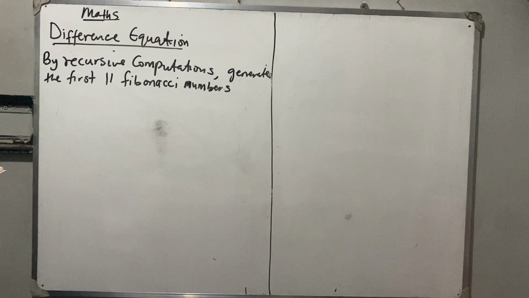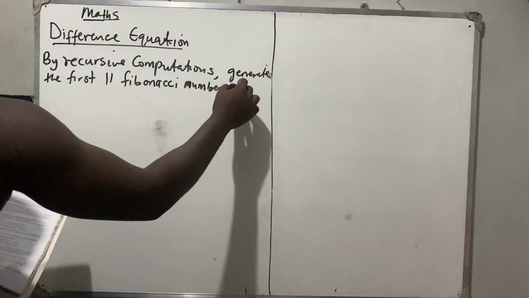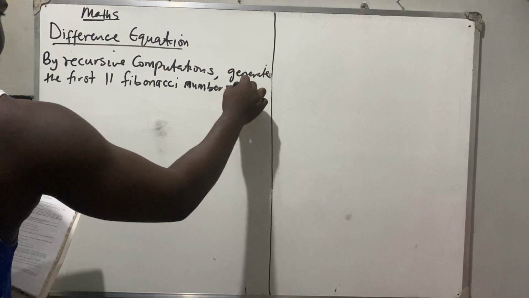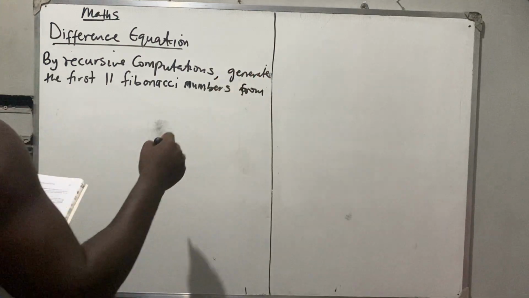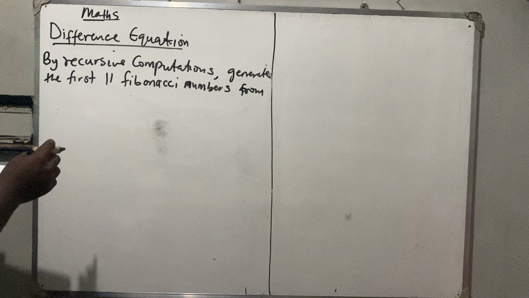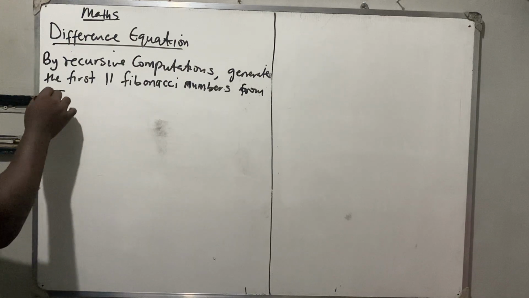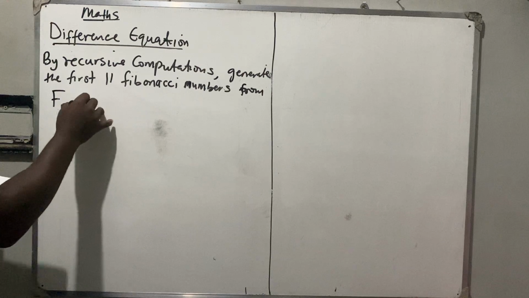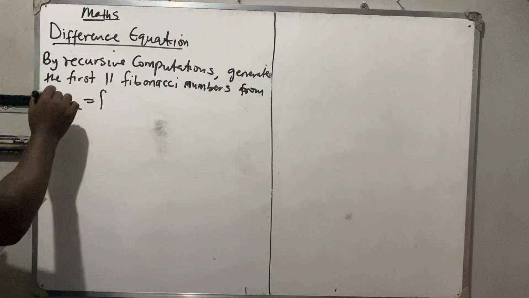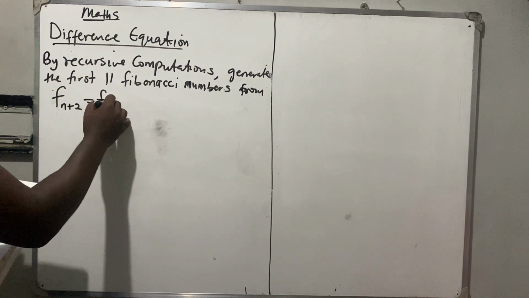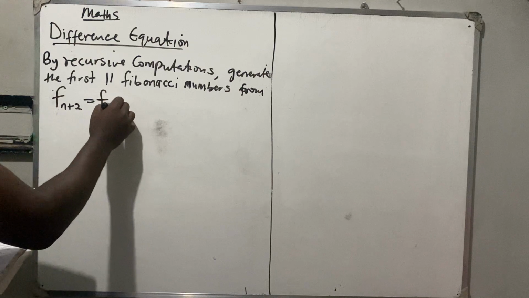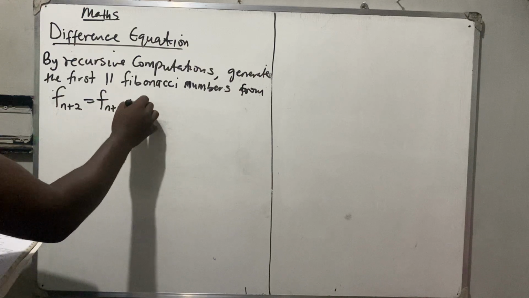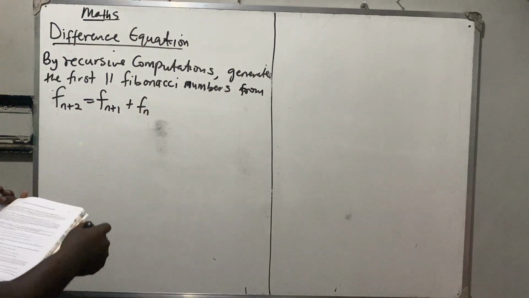Okay, Fibonacci number, from f n plus 2 is equal to f, small letter f, n plus 1 plus f n.